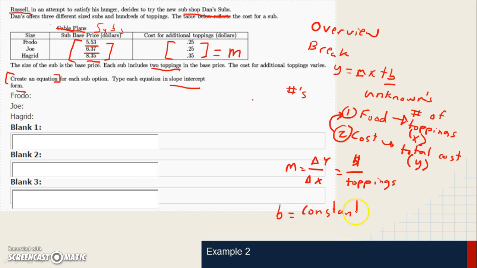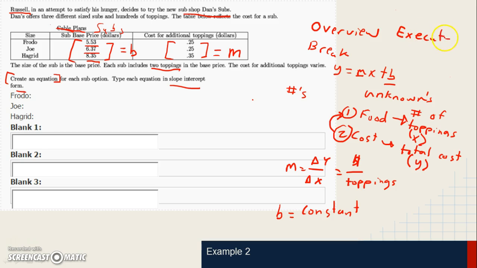And so if we look at the first column of numbers again, the sub base price for the Joe is going to be $6.37. For the Hagrid, it's going to be $8.35. We know that this price does not change, so we know that the b value is this sub base price. And so once we know what m and b are, we can move on to the 3rd part in this process, which is to execute the plan for solving.